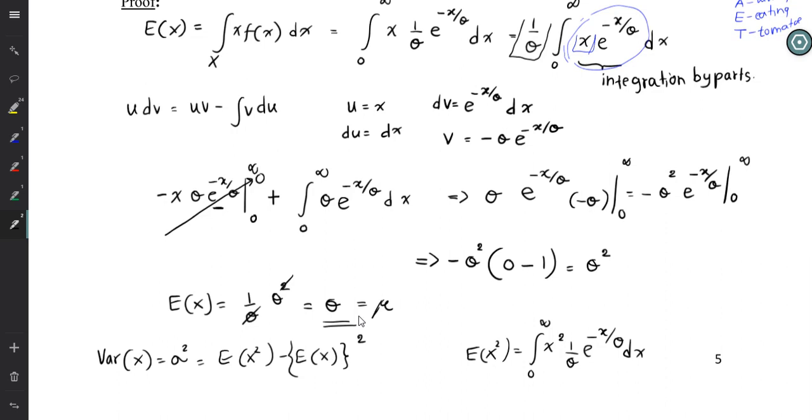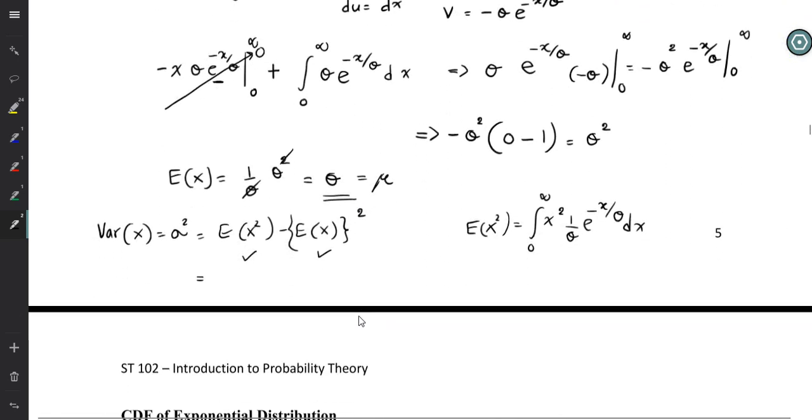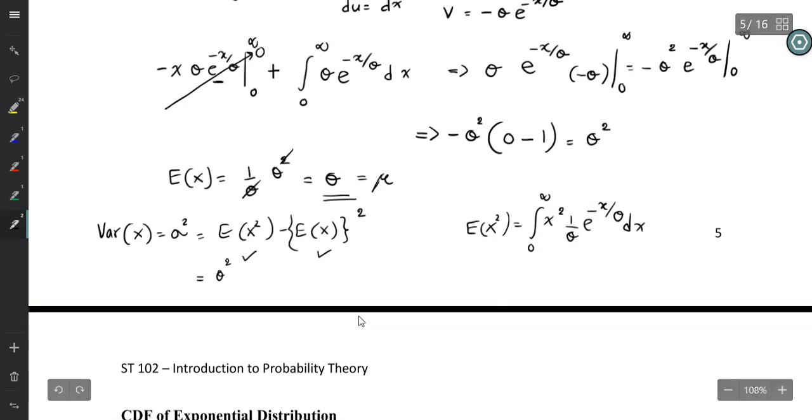When you do it once, you will end up with the E[X] term again. So you do integration by parts again, and you will be able to find a value for E[X squared]. So try it by yourself and use it in the computational formula. You already have E[X] squared. You can find the value of sigma squared, and you'll find that it is theta squared. So try it by yourself.